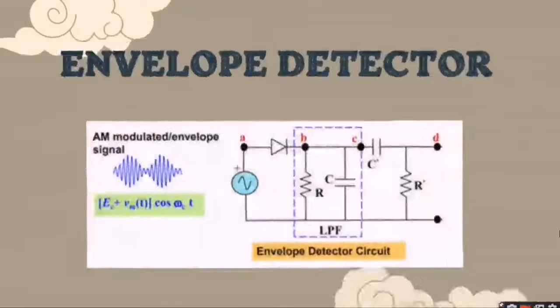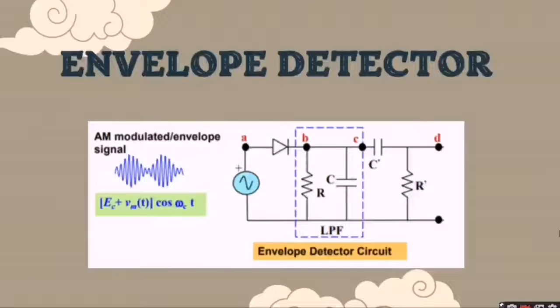The next one is envelope detector. Envelope detector is the simplest and the most economic detector for amplitude modulation signal. Envelope detector is also known as rectifier detector or diode detector. The cost of the envelope detector is very efficient. It is simple to implement and no need to generate local carrier.